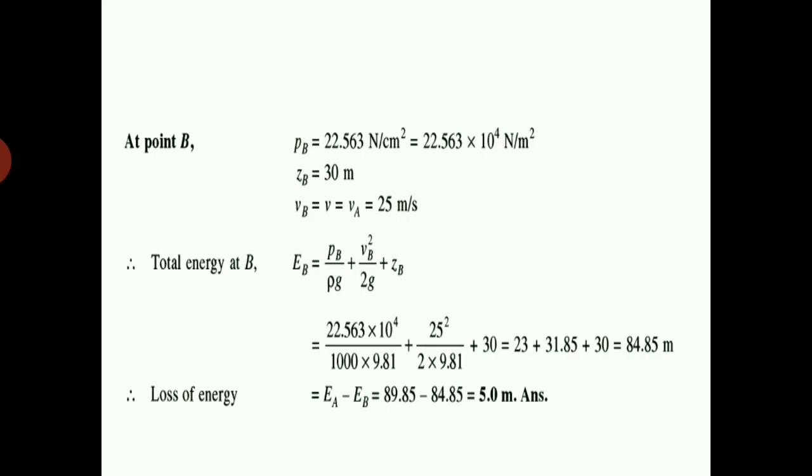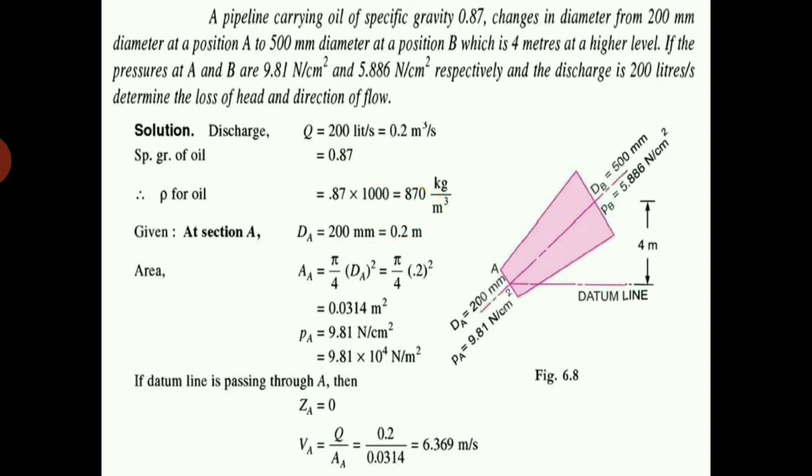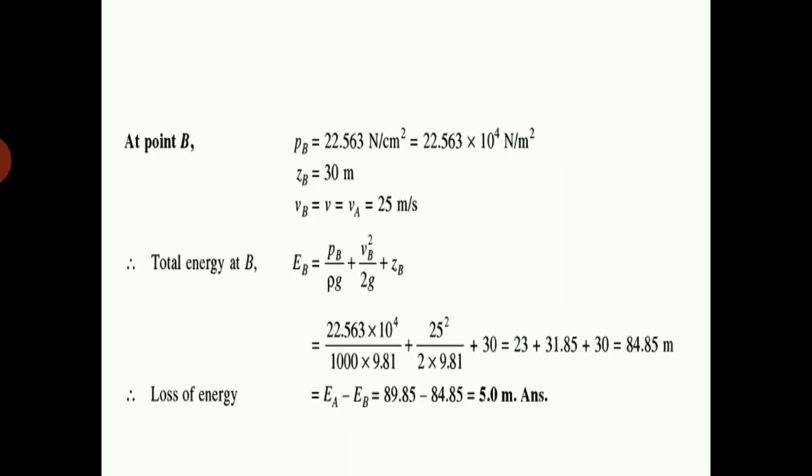Similarly, the total energy at section B. In this, there will be only the change with respect to pressure at B and Z at B. There will not be change in the area, and also there will not be change in the velocity, since the diameter is same at both ends. So we'll be calculating the total energy at section B.